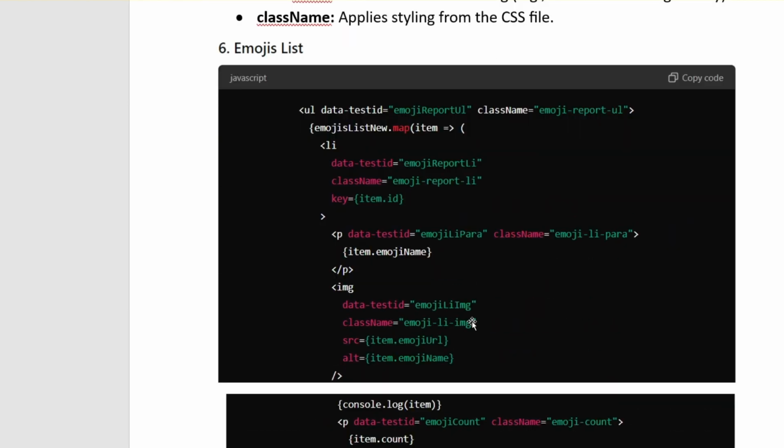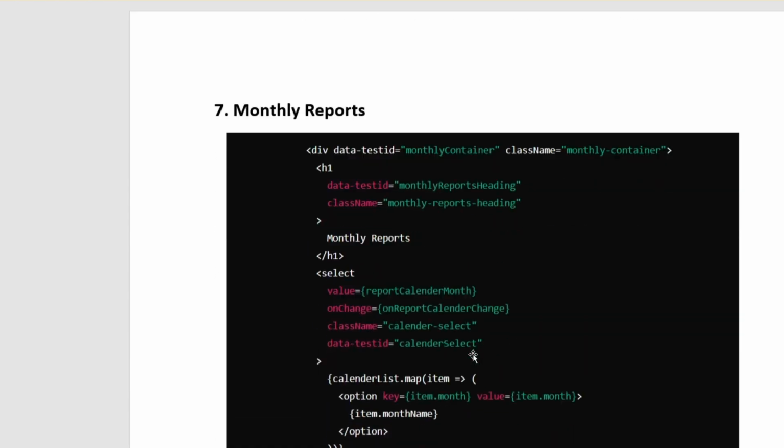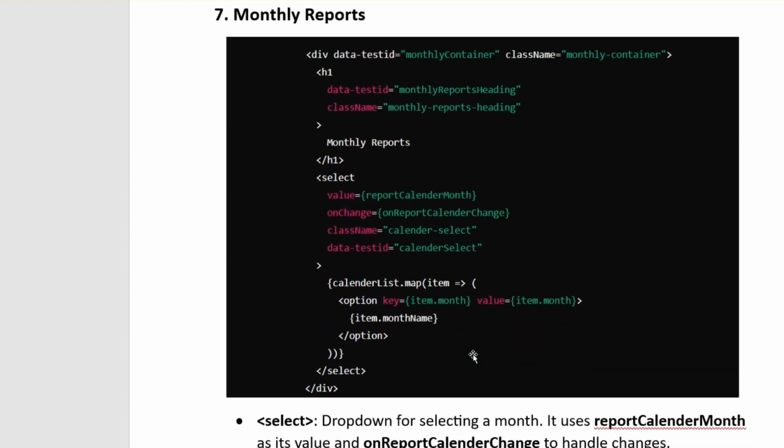So let us discuss the emoji list. Usually this is the list element for displaying emojis, and emojiListNew.map maps over the items to render each emoji item. Each li is a list item of the emoji with the name, age, and count. Okay, and let us discuss the monthly reports.